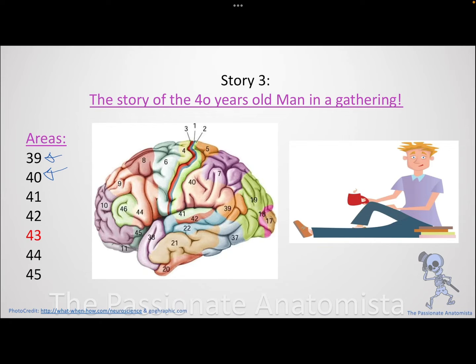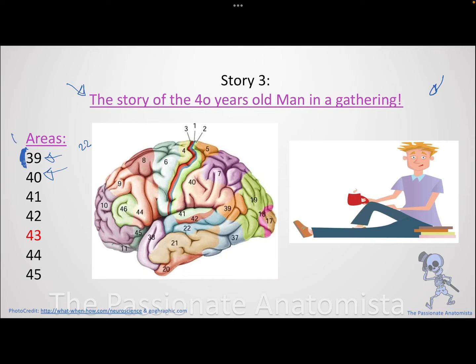So actually, area 39 and area 40, and we can add 22, Wernicke's area, with them. Area 39 is more into reading. If you read this, you can understand the written language without hearing phonation. So 39 is when you are reading, or reading the lips of someone who's trying to tell you something from behind the window. If you are sitting in a gathering, you need to understand what's going on around you so that you can interact.